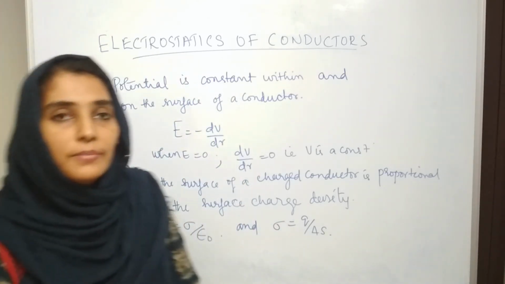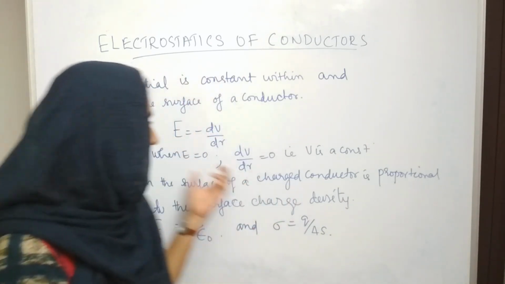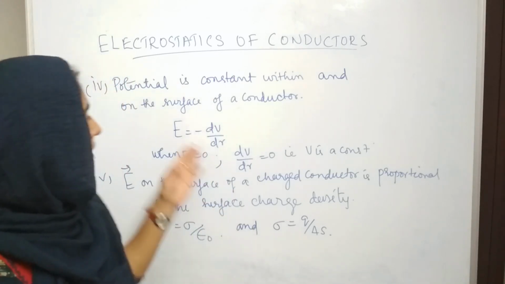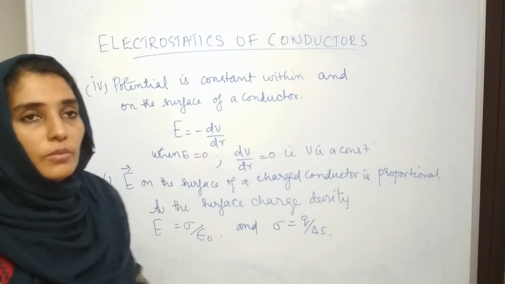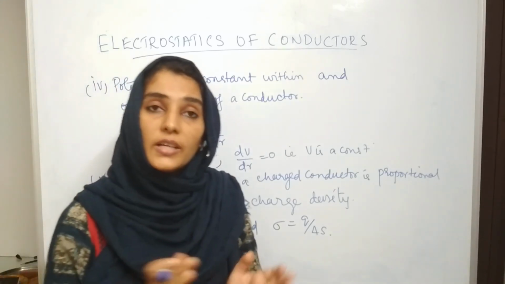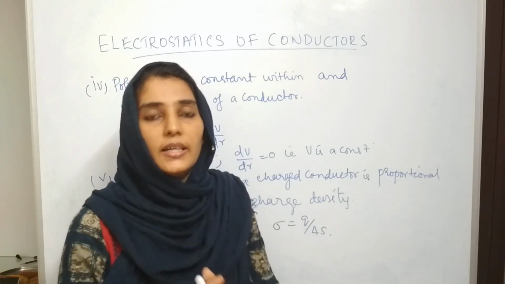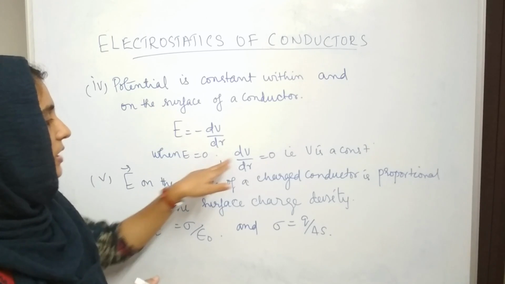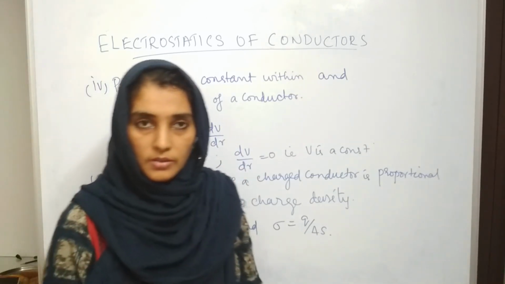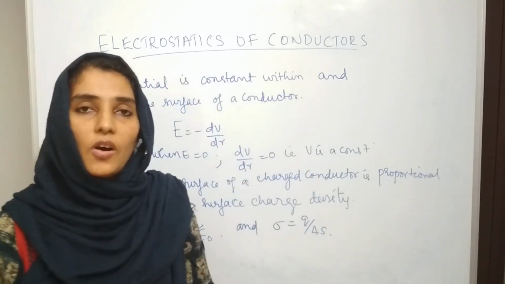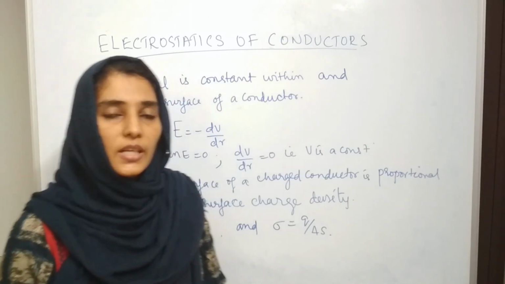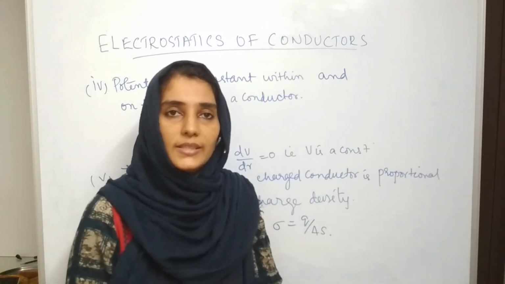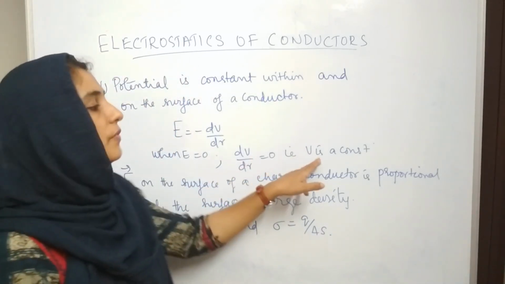We know the relation between the electric field and the potential, as electric field can be expressed as a negative gradient of potential, which is given as E is equal to minus dV by dr. But for a charged conductor, within the conductor, the electric field is 0. So when E is equal to 0, dV by dr is equal to 0. When the gradient or the rate of change of any physical quantity is 0, that implies that physical quantity is always a constant. So this implies that V is a constant.